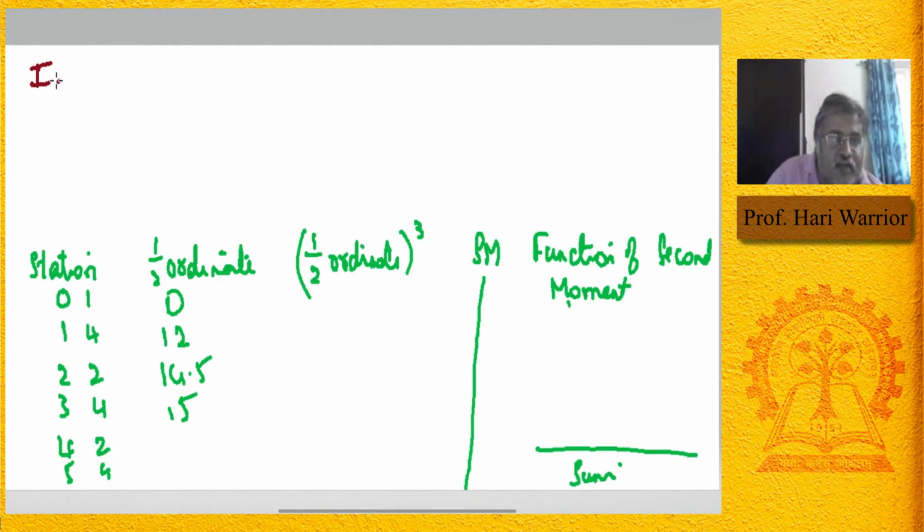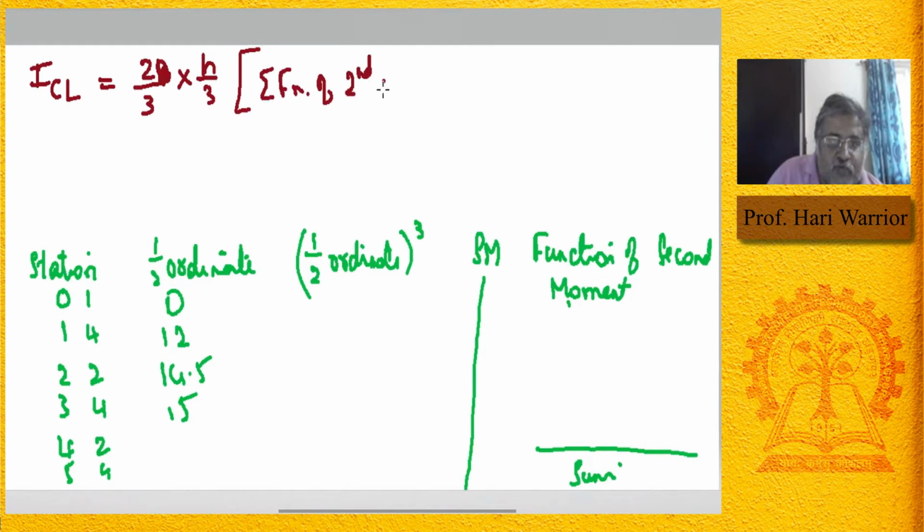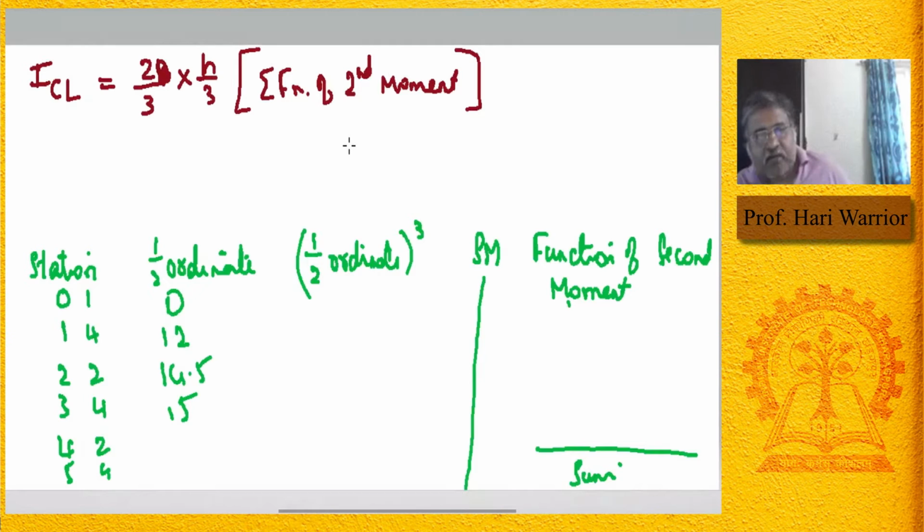Now, how do you find the center line? Look back to your expression and you will see that it is 2 by 3 into h by 3 into sigma function of volume, sorry, function of second moment. Just look back. If you get it, leave it. Is it okay?